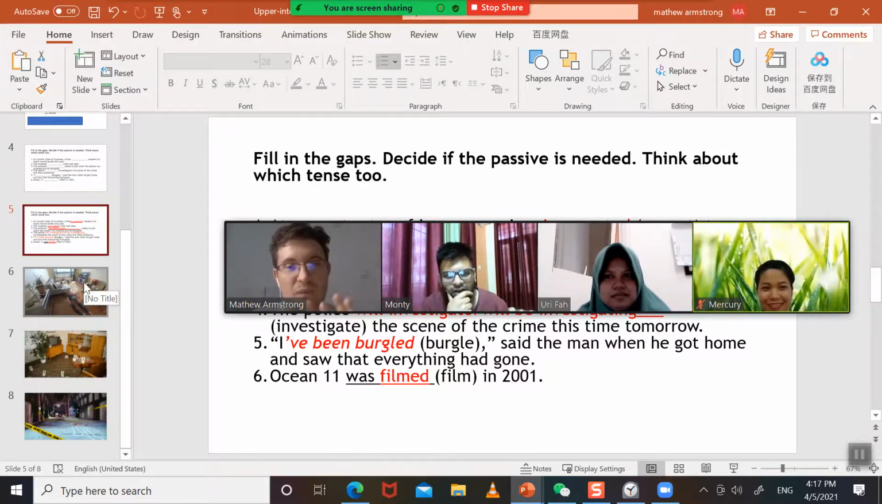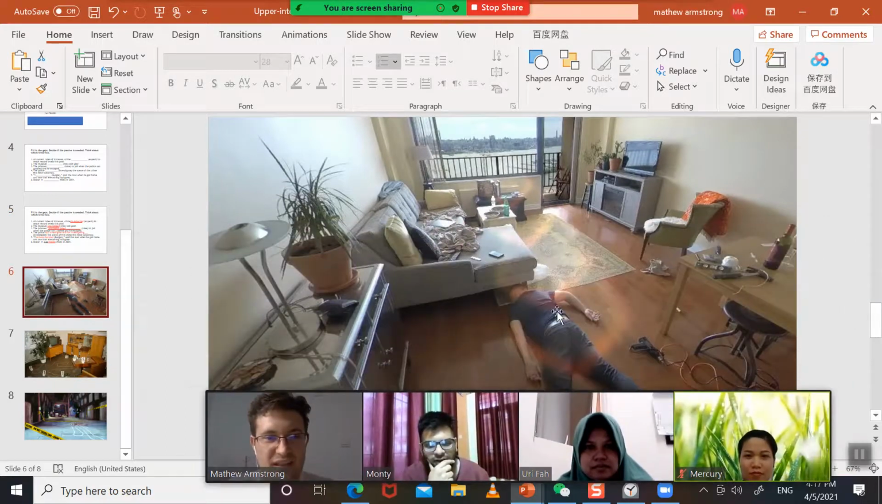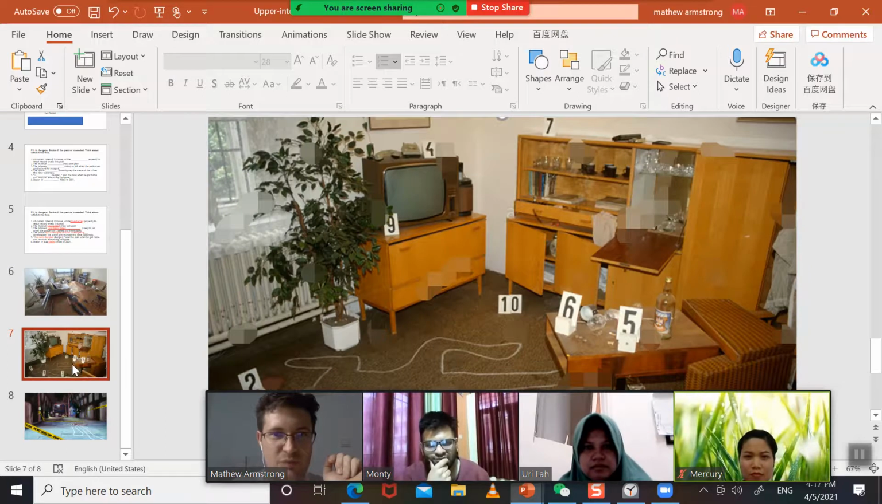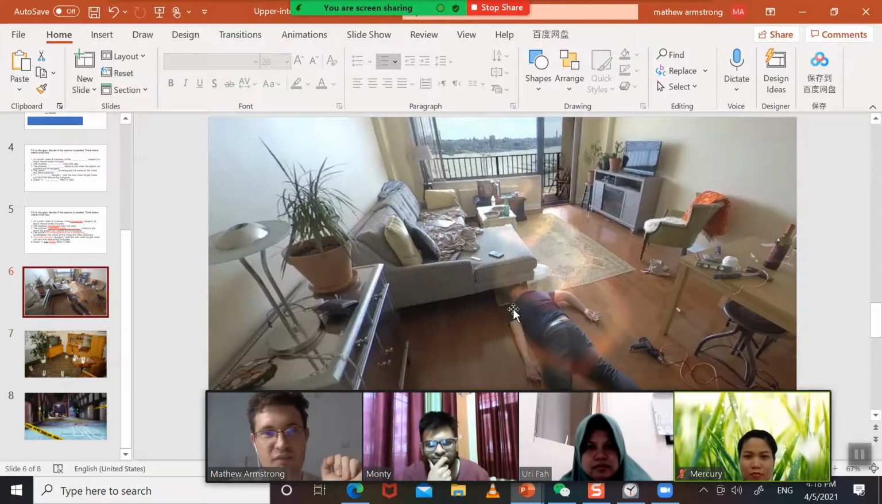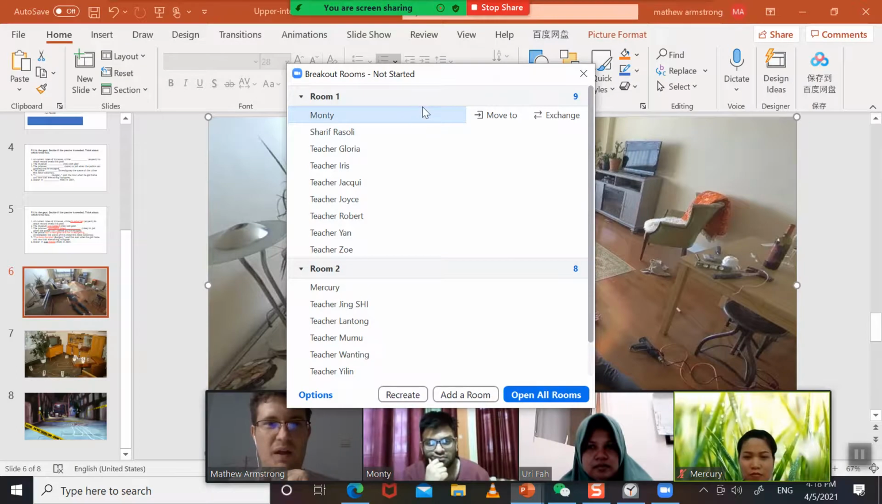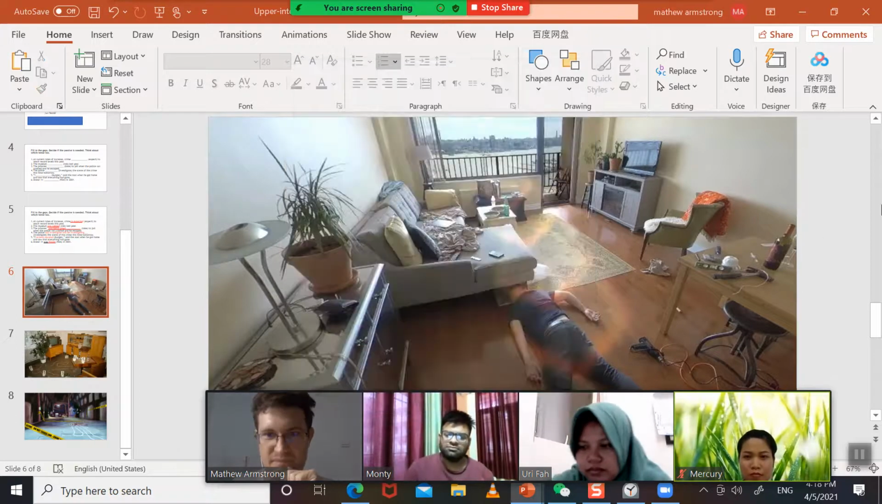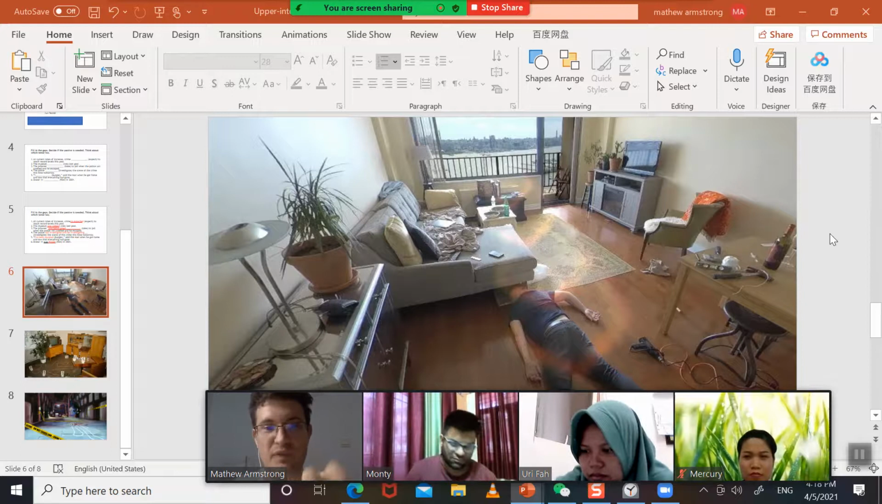Okay, so now this is not real. This is not a real crime scene. It's made using a video game, actually, for police to practice. And so is this one right here, right? So we'll have group 1, and group 1 is Monty and Sharif. Can you take this one? You'll describe this crime scene. Yes. So you'll prepare to describe it to all of us.